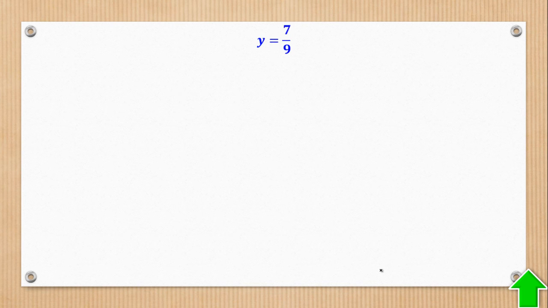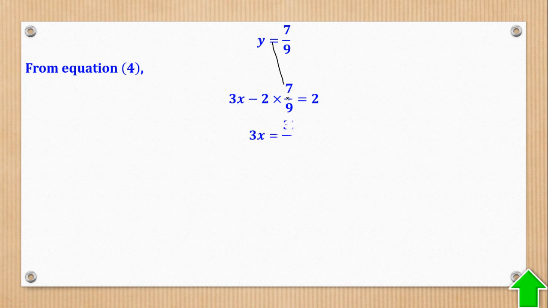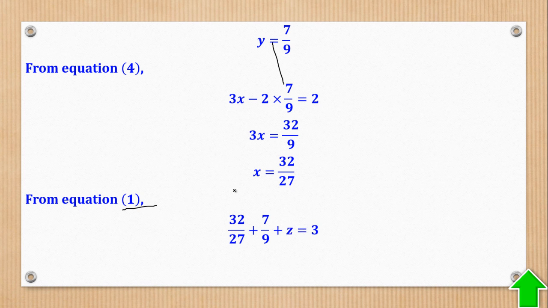When I make y the subject, I come up with y as that. Then from equation 4, substitute for y and get the value of x. Then from equation 1, substitute for x and y to get the value of z. And that's what they wanted.